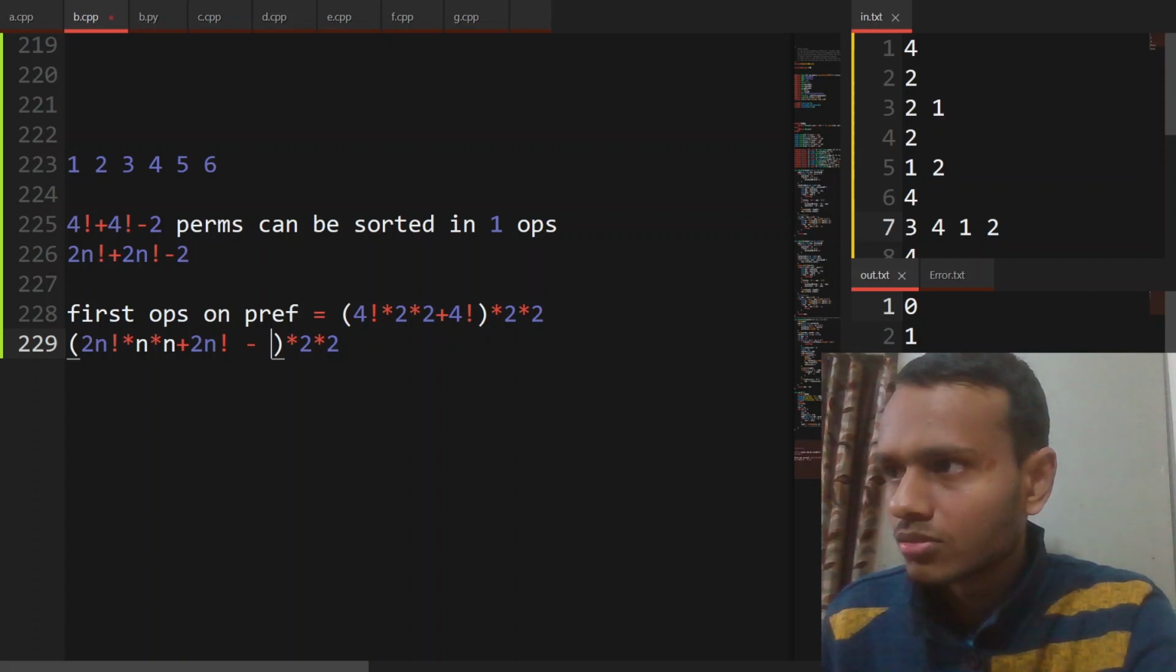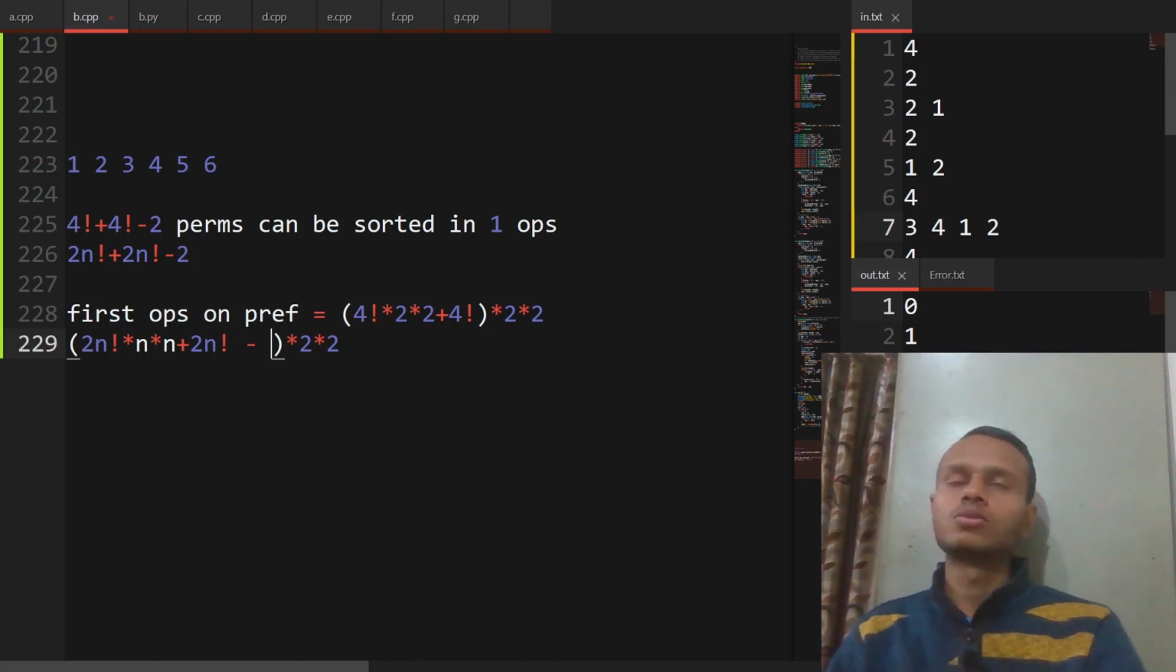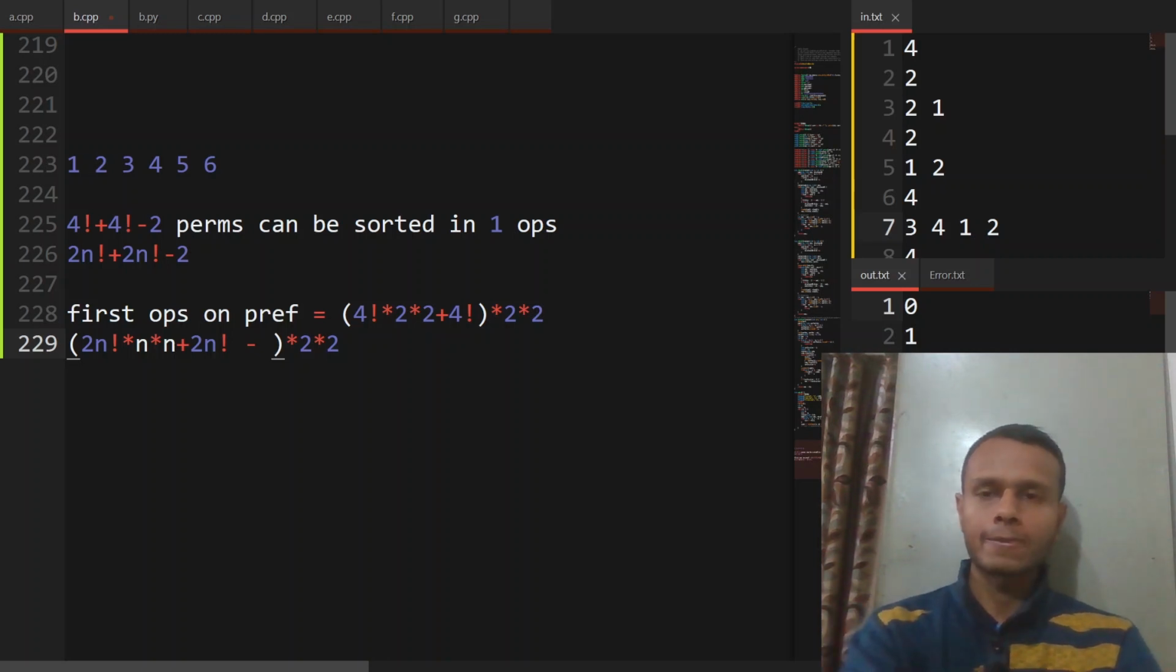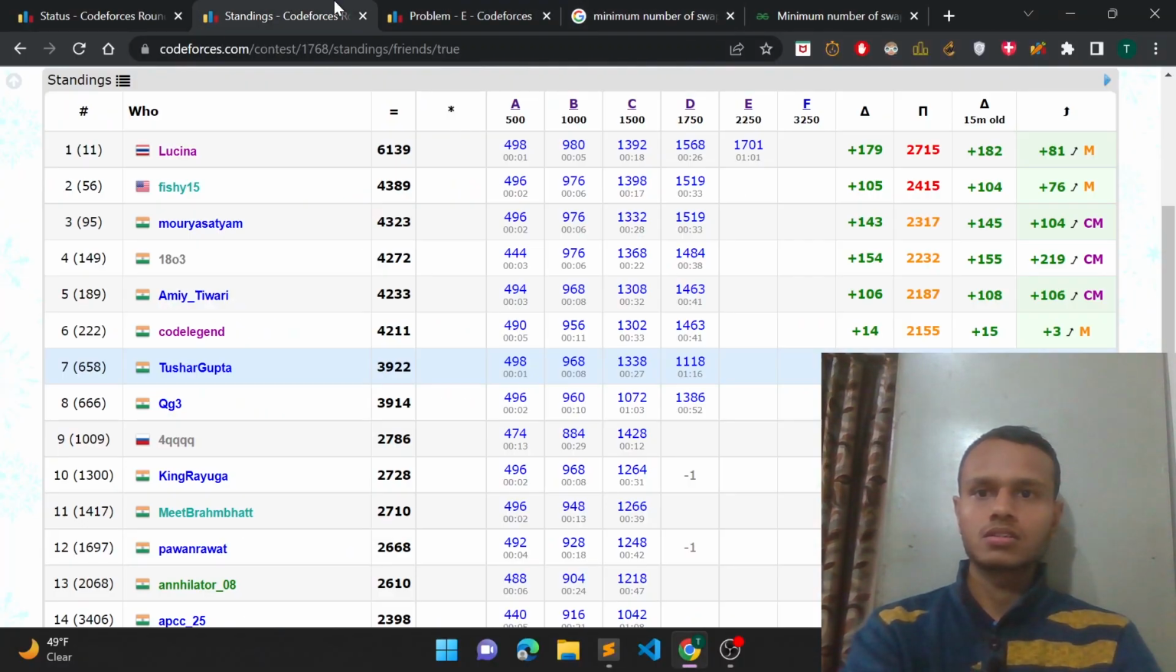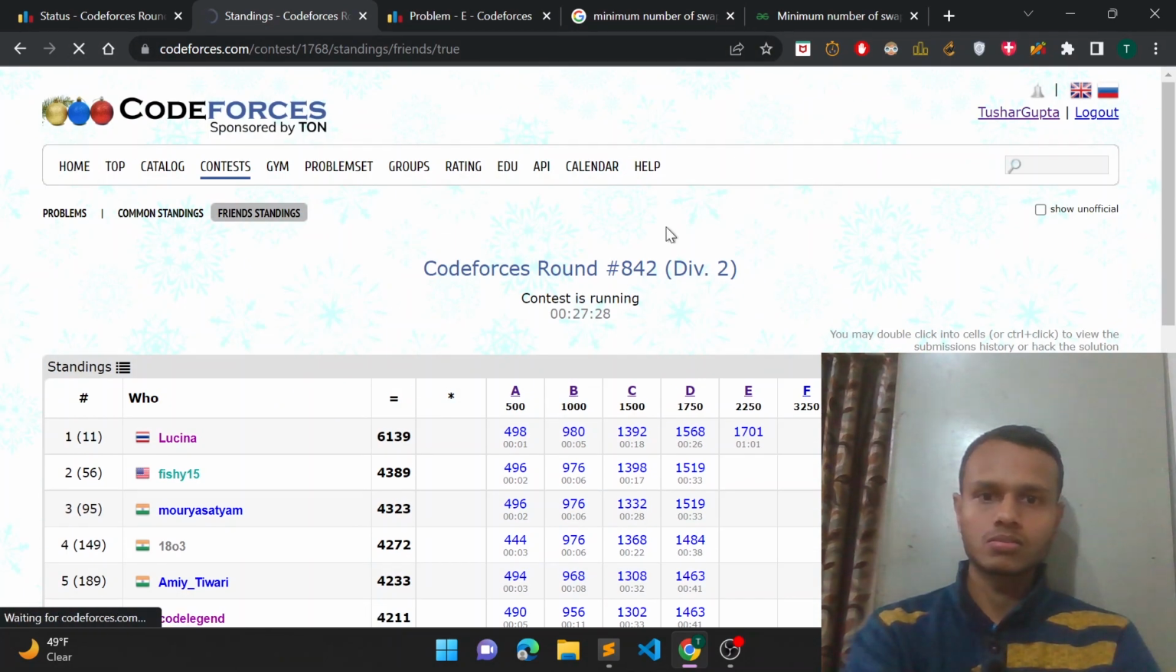there can be some cases where only one operation was required, like in case of 1 2 3 5 4 6. Just sorting the suffix will do the trick, right? This is kind of irritating. No, it is like I cannot do it in 30 minutes.